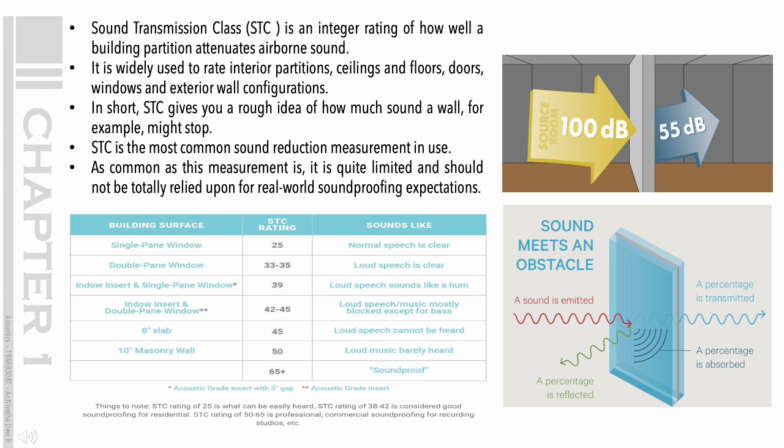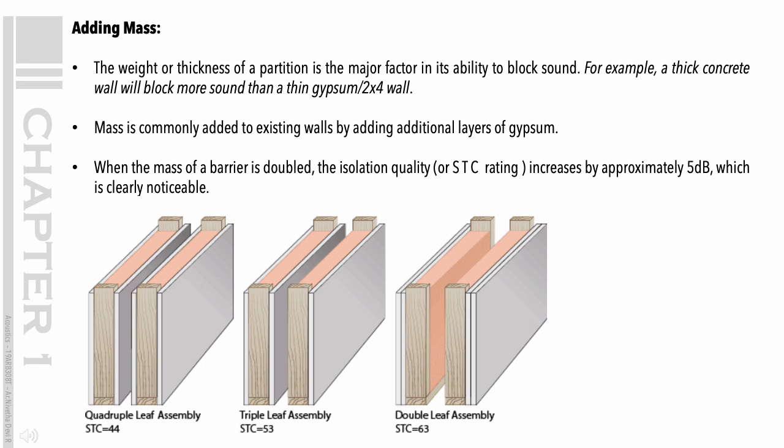Sound transmission class, STC, is an integer rating of how well a building partition attenuates airborne sound. It is widely used to rate interior partitions, ceilings and floors, doors, windows and exterior wall configurations. In short, STC gives you a rough idea of how much sound a wall, for example, might stop. STC is the most common sound reduction measurement in use. As common as this measurement is, it is quite limited and should not be totally relied upon for real-world soundproofing expectations.